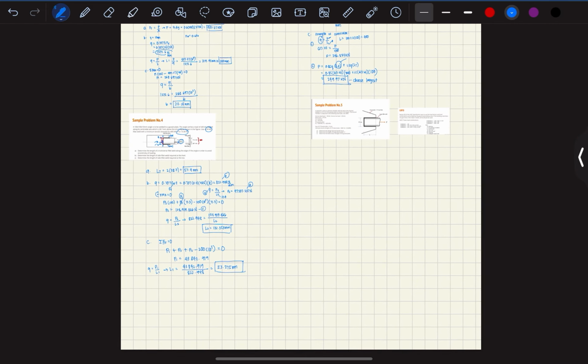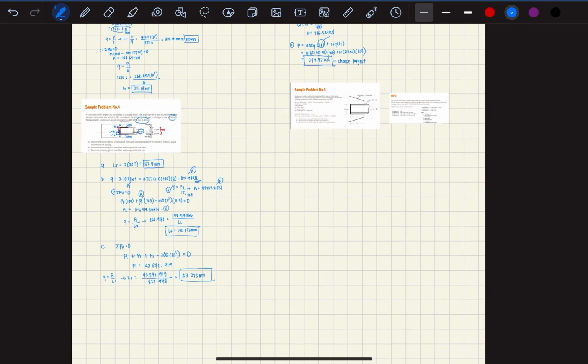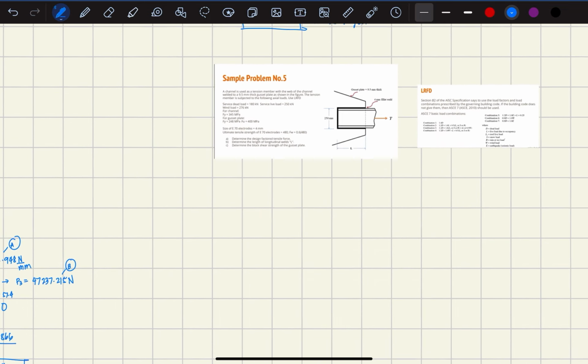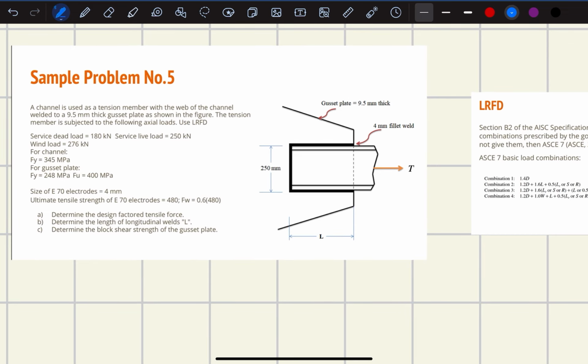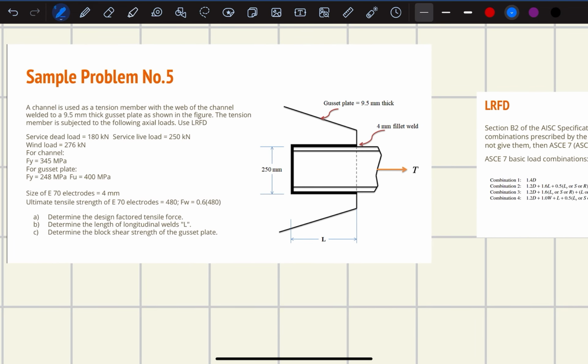Next problem is this one. Sabi dito, a channel is used as a tension member with the web of the channel welded to a 9.5 mm thick gasket plate as shown in the figure. The tension member is subjected to the following axial loads.